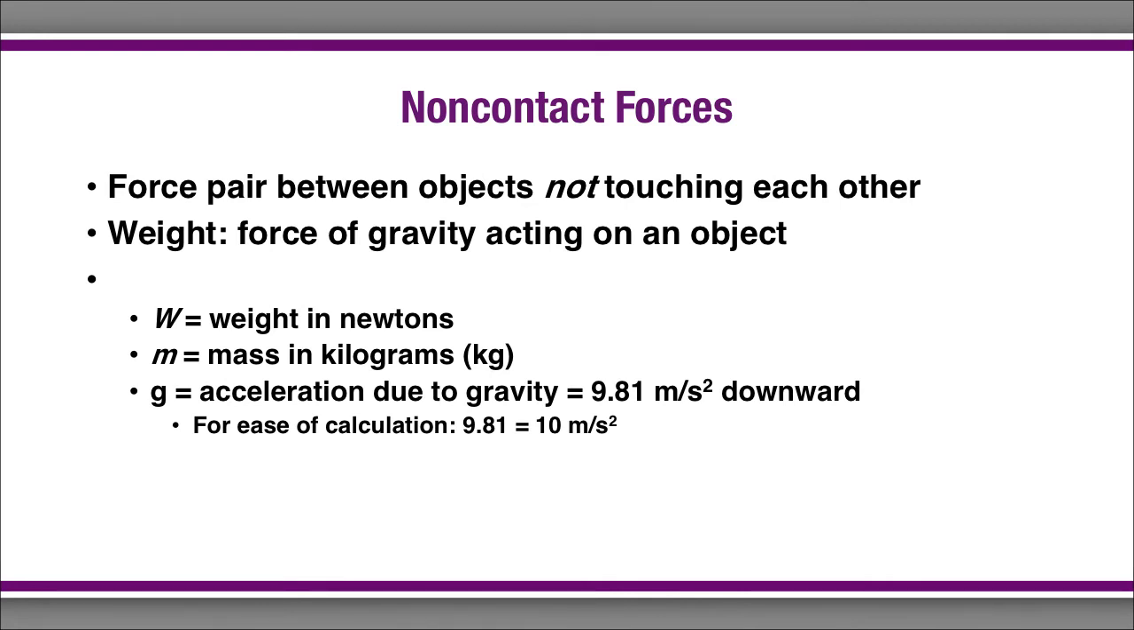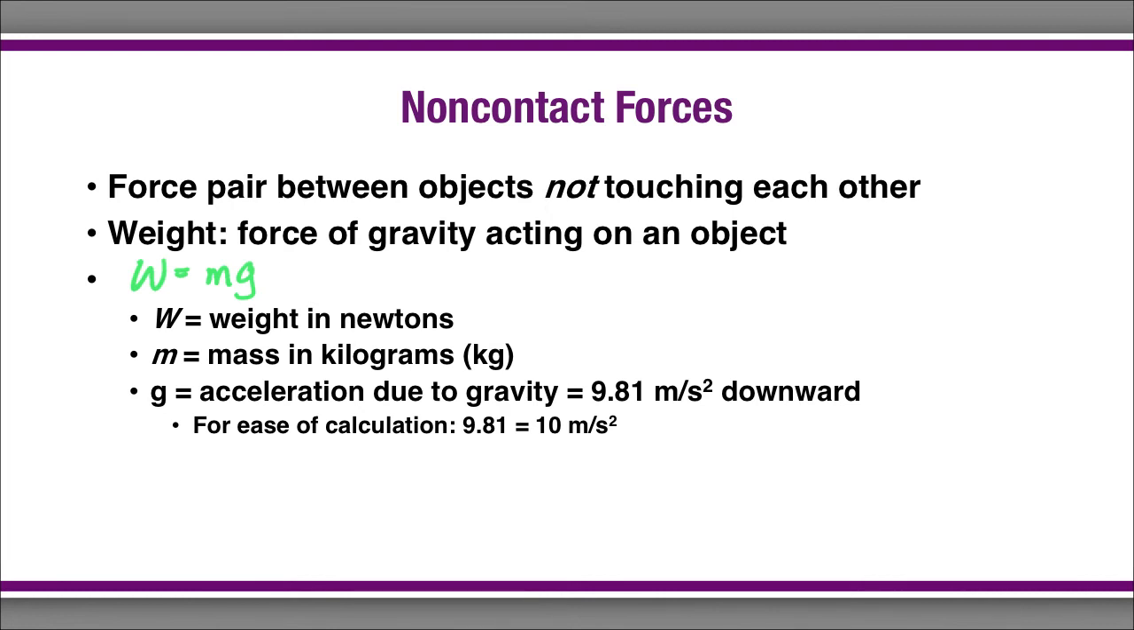Now, weight of an object is considered a non-contact force because it is the relationship between the mass of the object and the acceleration due to gravity. So weight, as you know at this point, is W equals mass times acceleration due to gravity. So this is a good example of a non-contact force in that these force pairs are not touching one another.